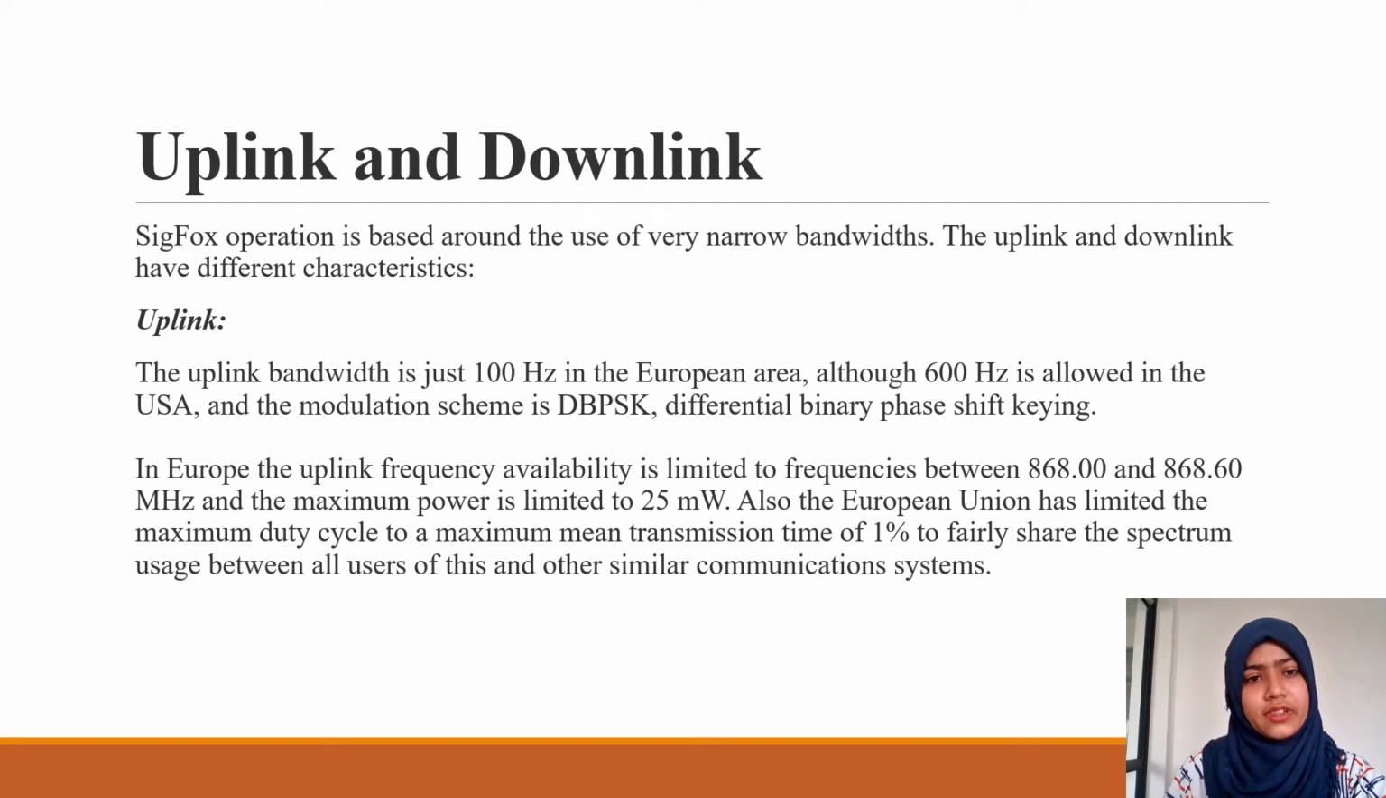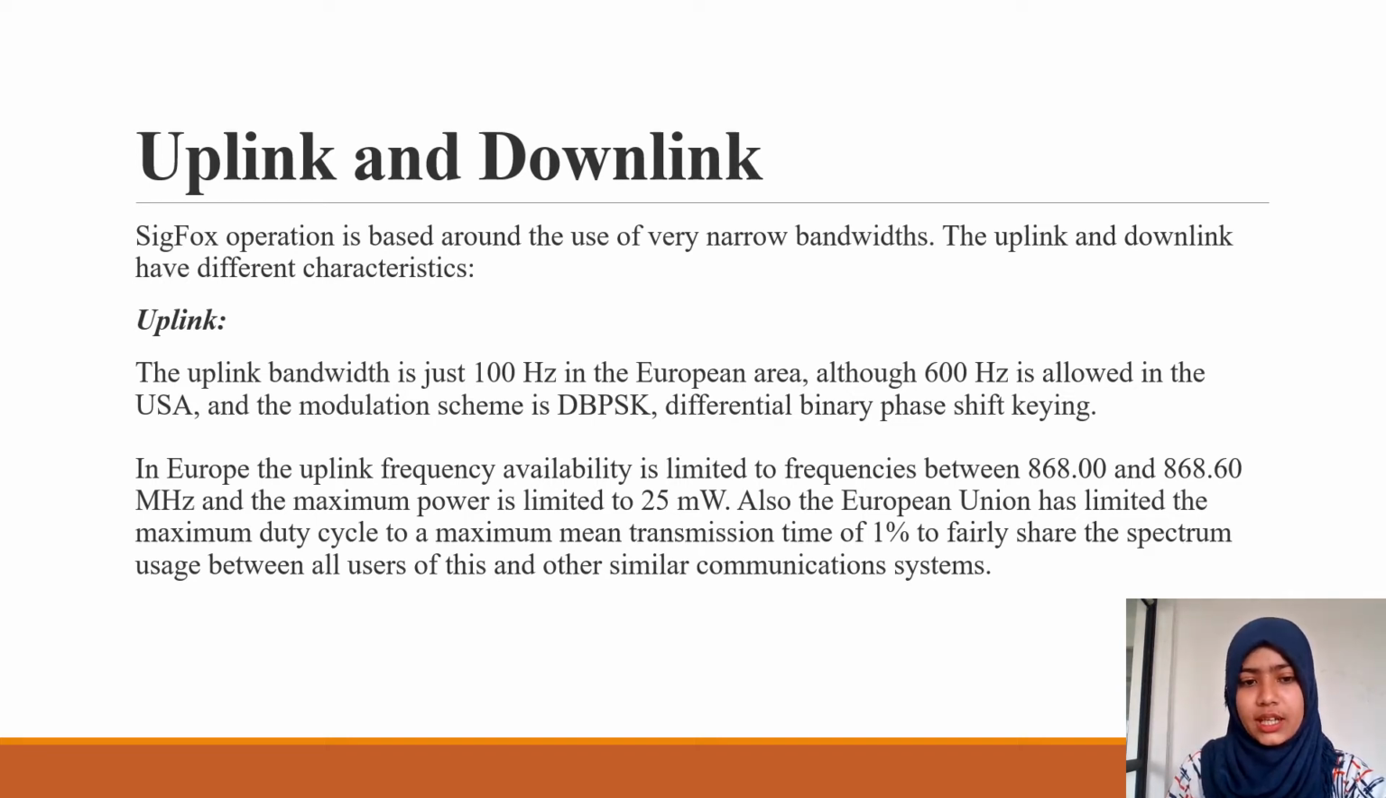There are two types of link in the radio network, that is uplink and downlink. Sigfox operation is based around the use of very narrow bandwidth. The uplink and downlink have different characteristics. Uplink. The uplink bandwidth is just 100 Hz in the European area, although 600 Hz is allowed in the USA, and the modulation scheme is DBPSK, differential binary phase shift keying.